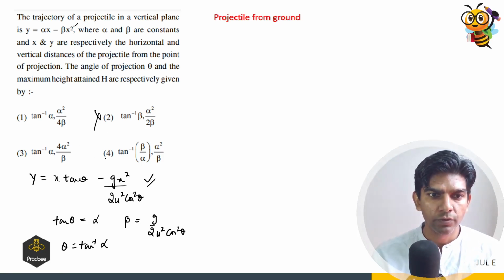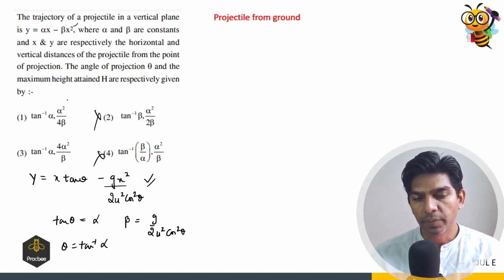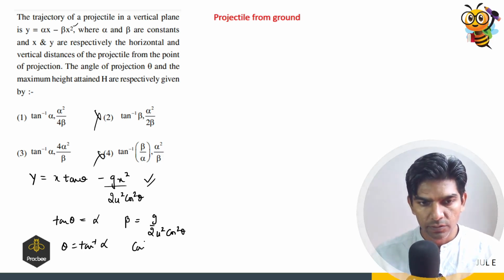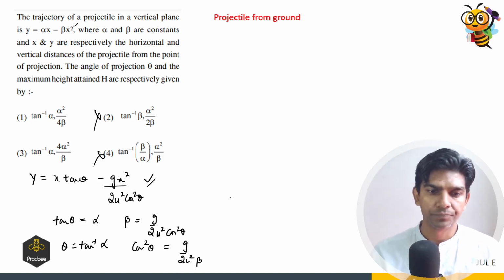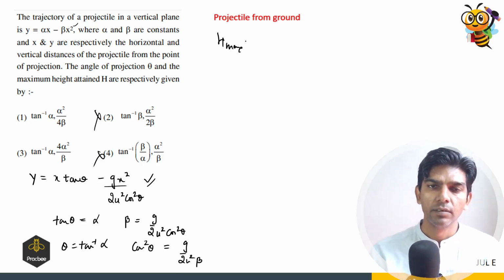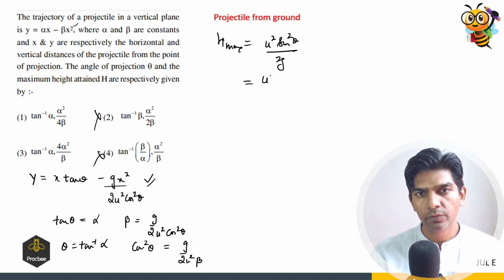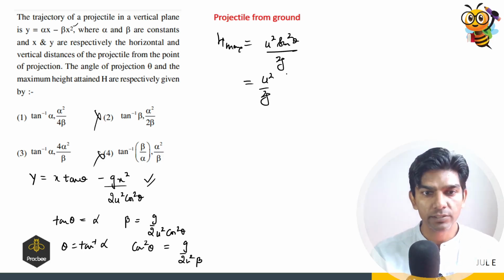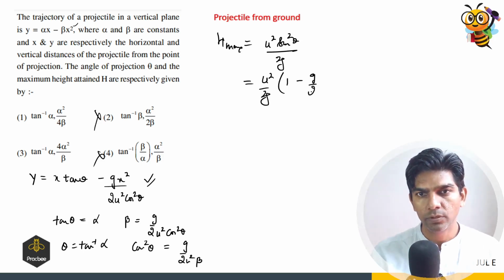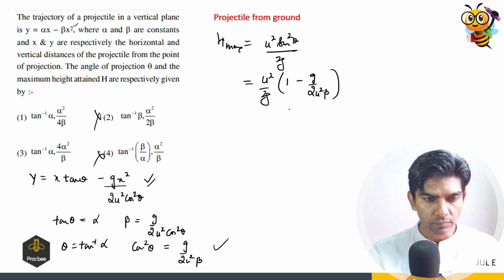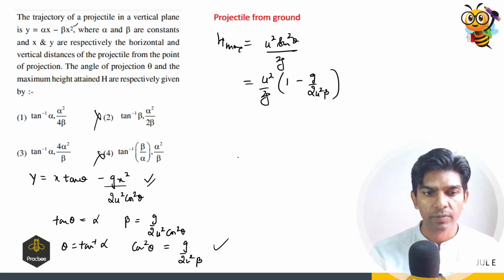So it means option 2 and option 4 are incorrect, and we have to find the maximum height. And cos square theta is g upon 2u square beta. So h max is u square sine square theta by 2g. So this will be u square by 2g, and sine square theta is 1 minus cos square theta. So 1 minus g upon 2u square beta. So I have used this value, right? And tan theta is alpha. Maximum height you have to calculate, right?